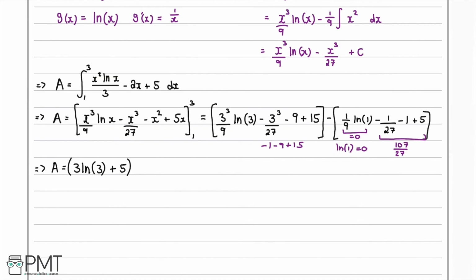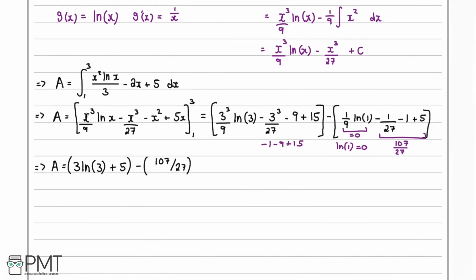So this then means, copying that down here, we'll subtract 107 over 27. So we'll have that the area of S is equal to 3 ln of 3 plus 28 over 27.